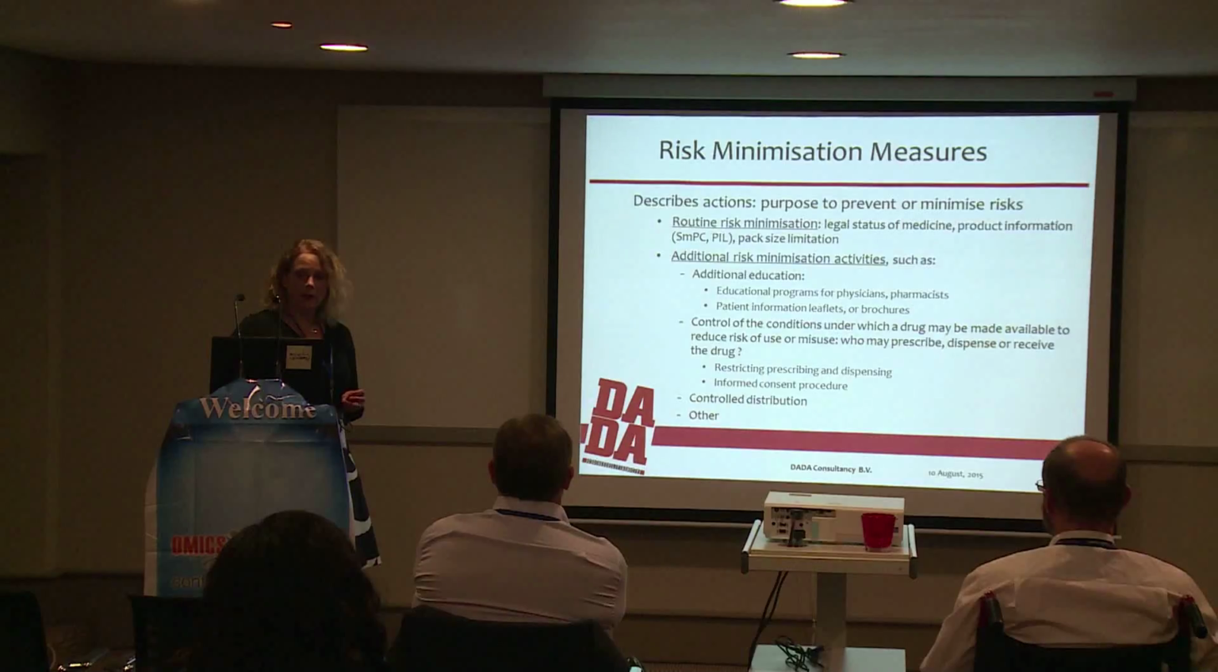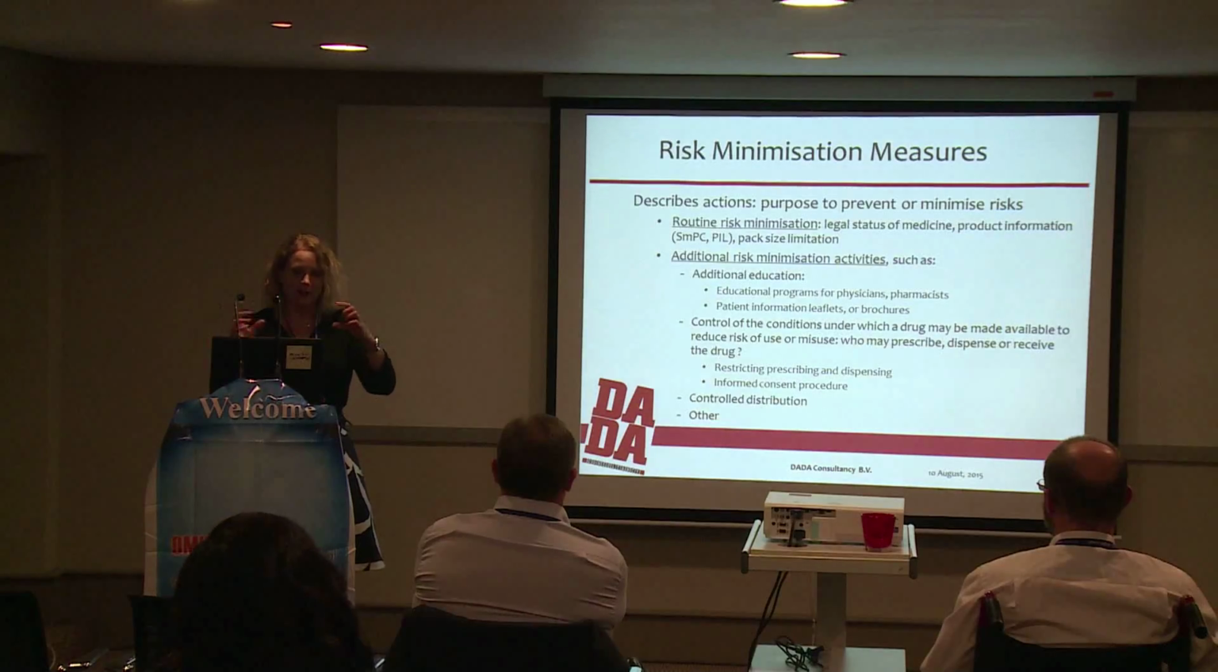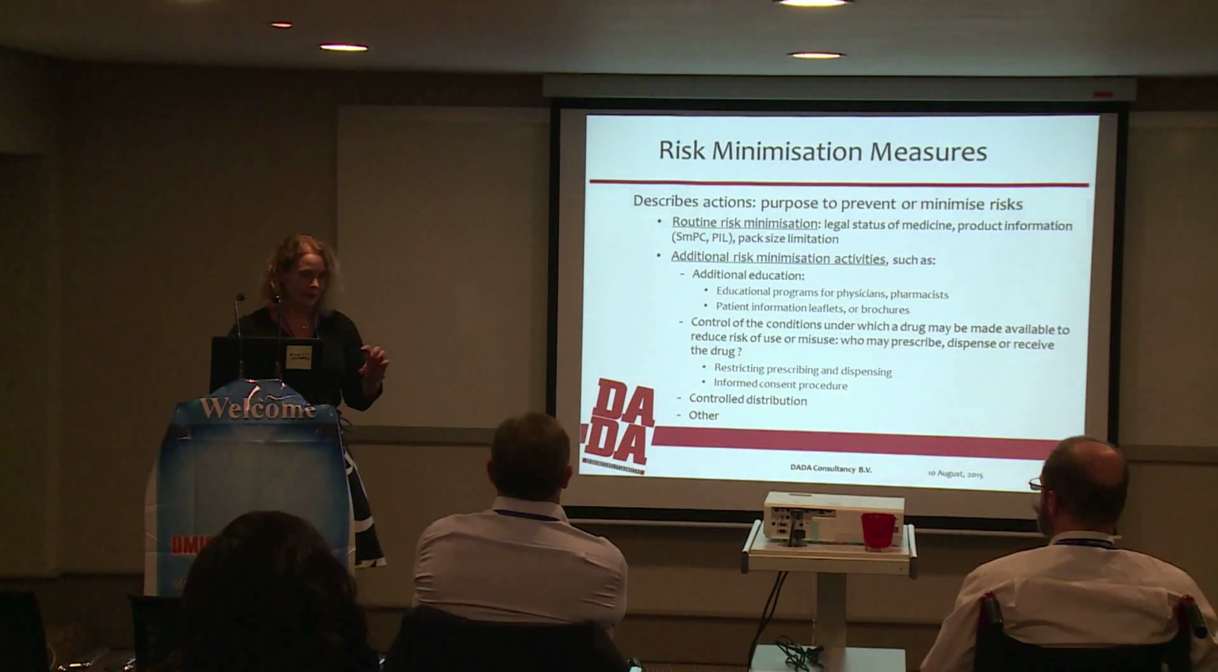The next part is about risk minimization measures. And here we talk again about routine and additional. When you write an RMP for the first time, this is going to be confusing. So routine PV is what you do on a regular basis. Additional PV is when you have to conduct these studies.